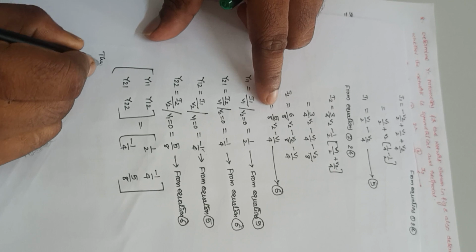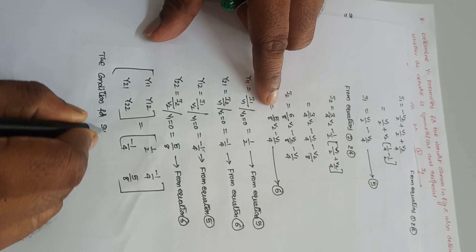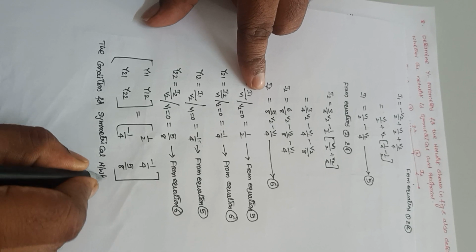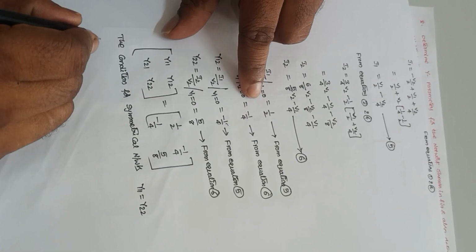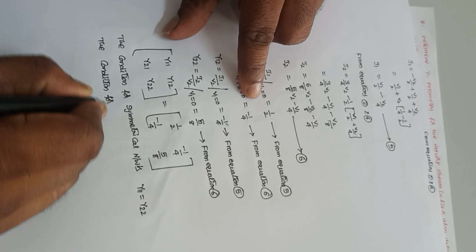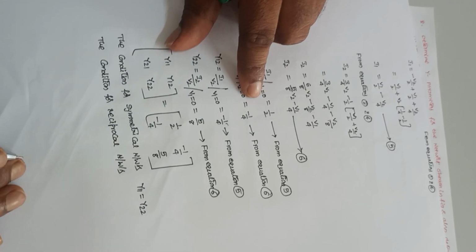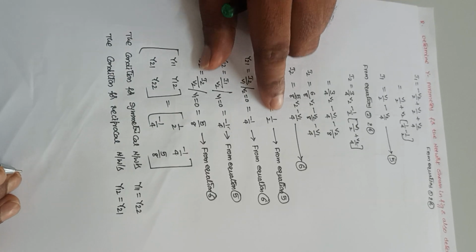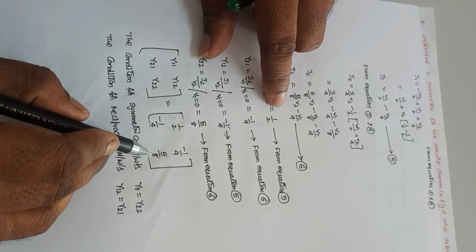The condition for symmetrical networks in terms of y parameters is y11 is equal to y22, and the condition for reciprocal networks in terms of y parameters is y12 is equal to y21. We derived these expressions just before this class. So here y11 is 1 by 2, y22 is 5 by 8.